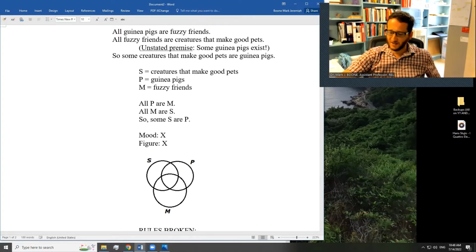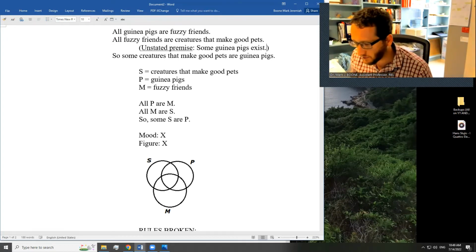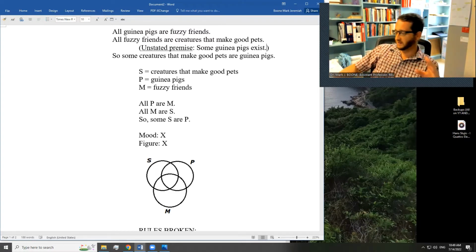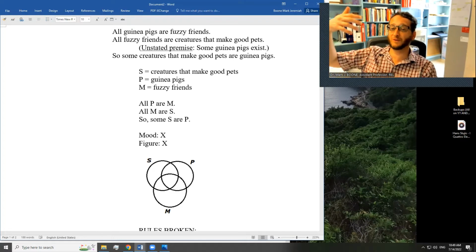So I've stated that the argument is invalid, existential fallacy, et cetera, but if you treat it as an enthymeme and state that some guinea pigs exist as an unstated premise, which is a perfectly reasonable unstated premise to presume that a person is using who makes an argument like this, then you could consider the argument valid.